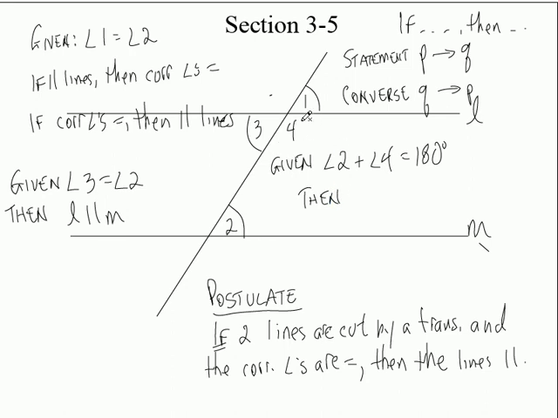If the consecutive interior angles, 4 and 2, are supplementary, which they basically told you they were, then what must be true about L and M? Then L must be parallel to M. That's the kind of stuff that they're going to do.